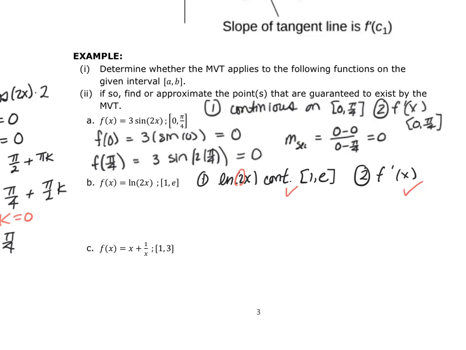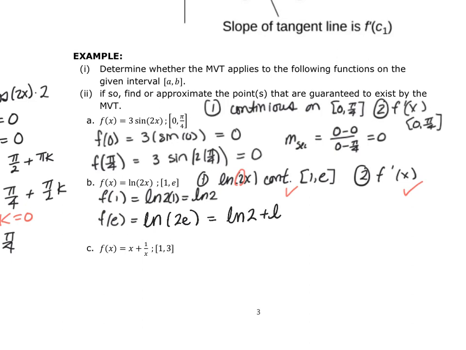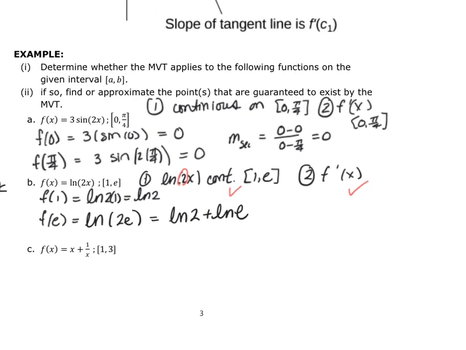So now I go ahead and find f of 1. F of 1 is the natural log of 2 times 1, so I'm just going to write that as the natural log of 2. And then f of e is going to be equal to the natural log of 2 times e. I'm going to use the laws of logs to break this apart. So the natural log of 2 plus the natural log of e, because multiplication is going on between them, I break them apart with addition.